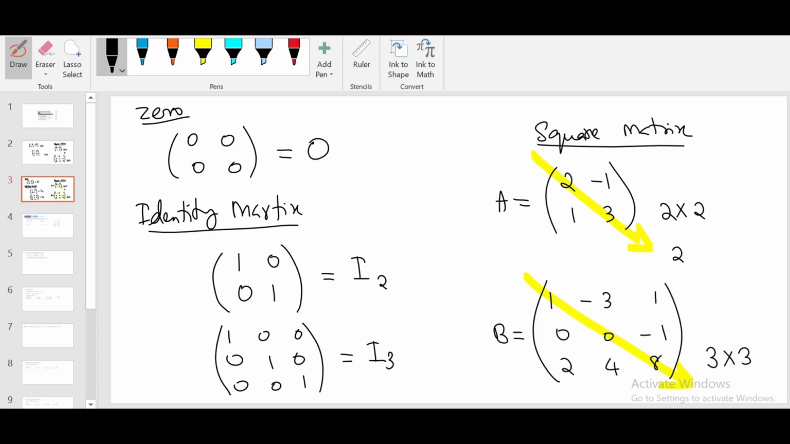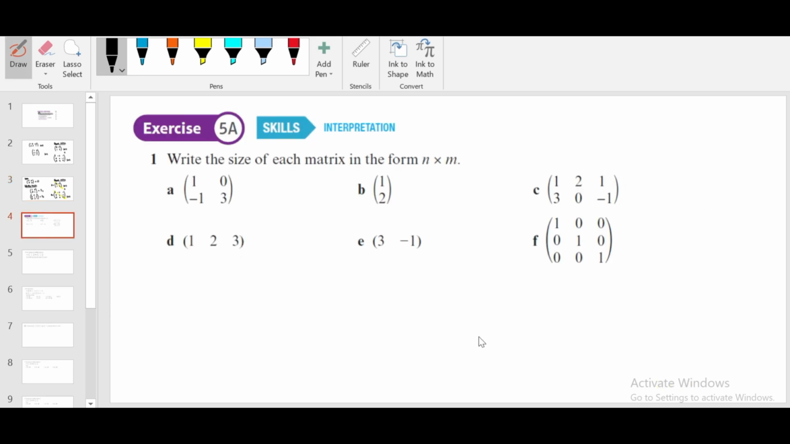Take note of it. We are going to go to exercise 5A now. Write the size of each; the order is the same as the size. Can you tell me what's the size of the first one? It's a square matrix, 2 by 2. Second one, B. 1 times 1? No, there are 2 rows, 1 column. So 2 times 1. Always write the number of rows first, otherwise it's wrong.